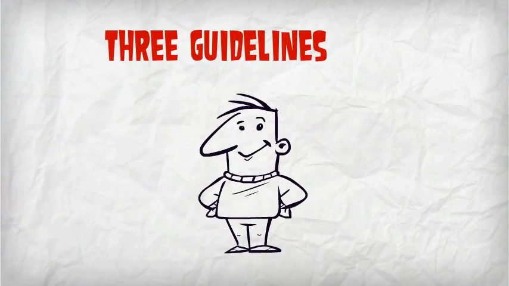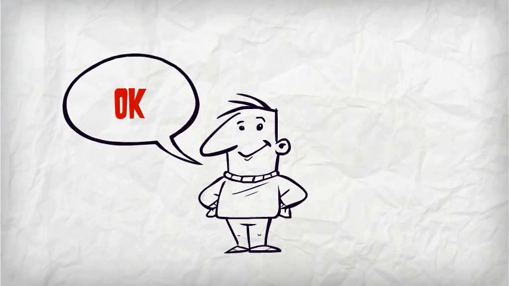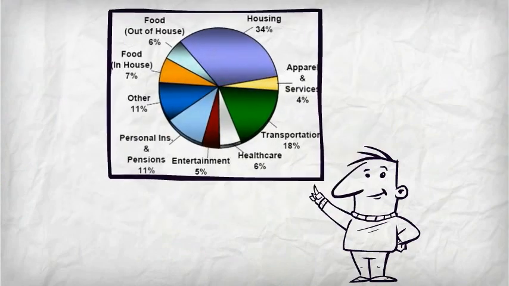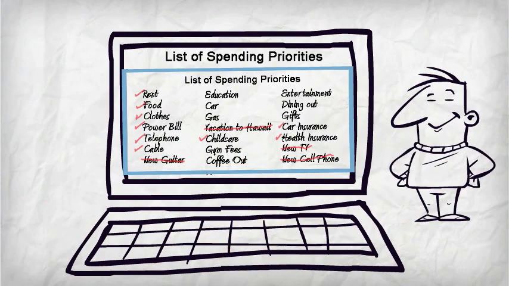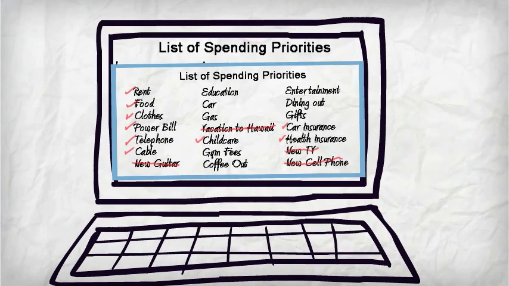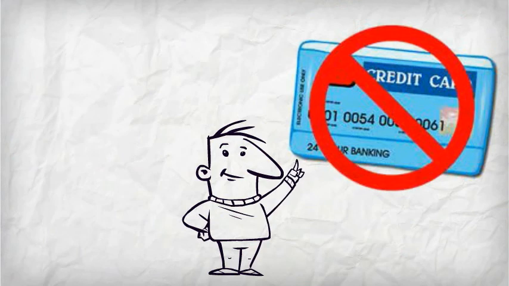Here are 3 guidelines Bob should follow before he creates a budget. First, Bob has to track his spending for a month. Next, Bob should start to prioritize his spending. Lastly, Bob shouldn't use credit cards for daily spending. Instead, he should use cash.